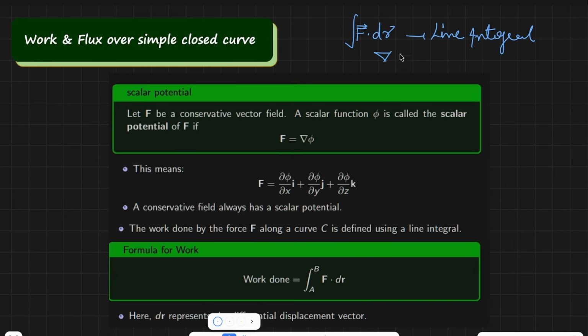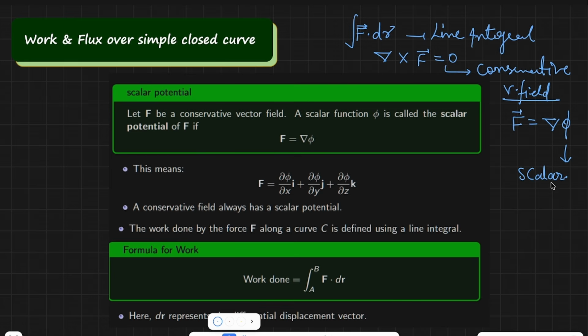It means if this F has curl 0, if I find this curl to be 0, it means there is no rotation. It is called irrotational, or a conservative vector field. Once it is a conservative vector field, then F can be written as F equals del phi, and again this phi is a scalar quantity, and this is called the scalar potential function.